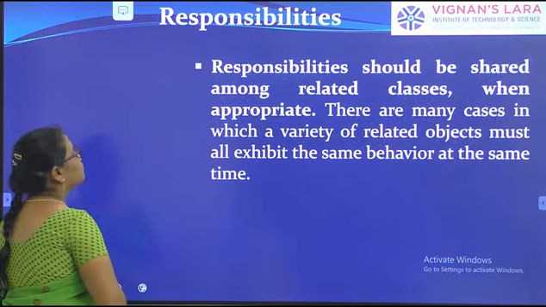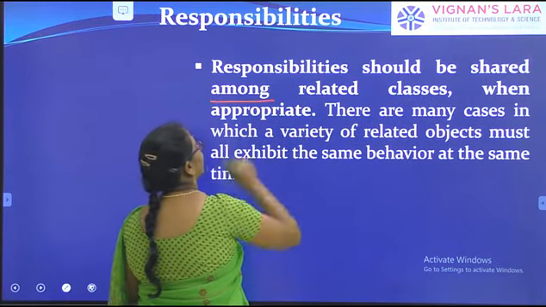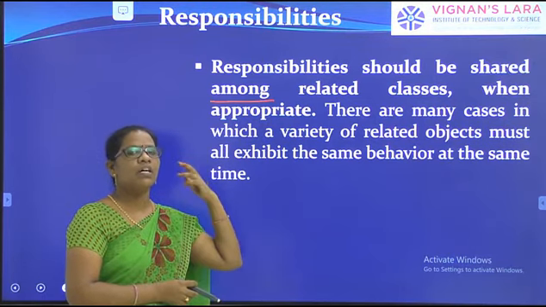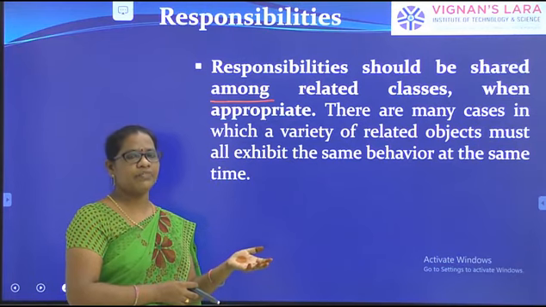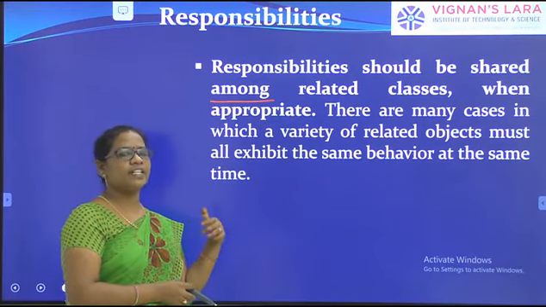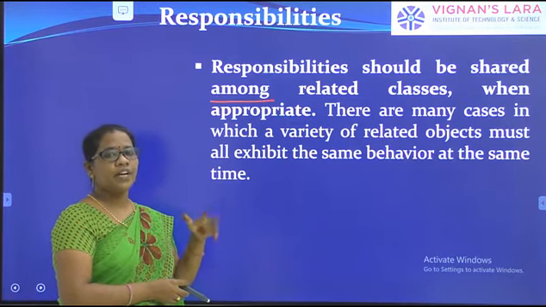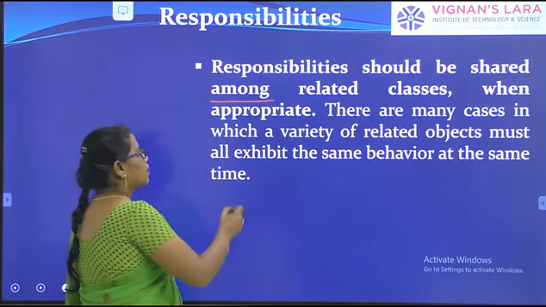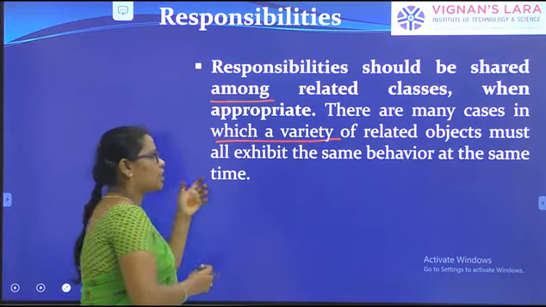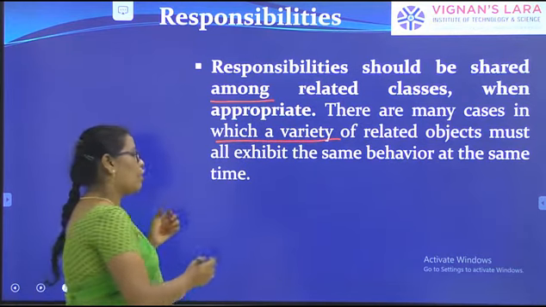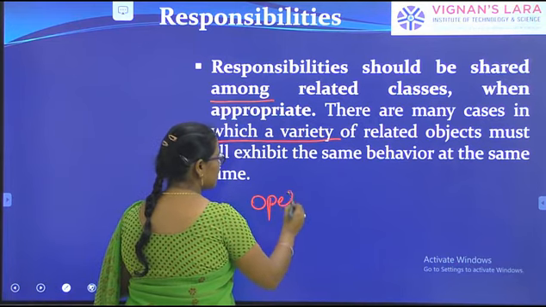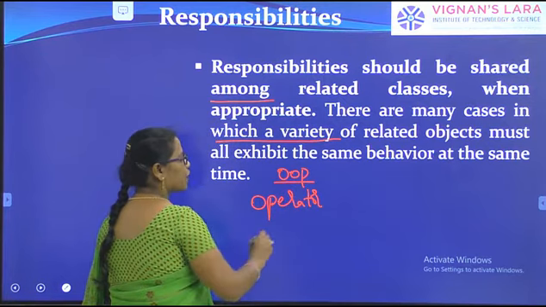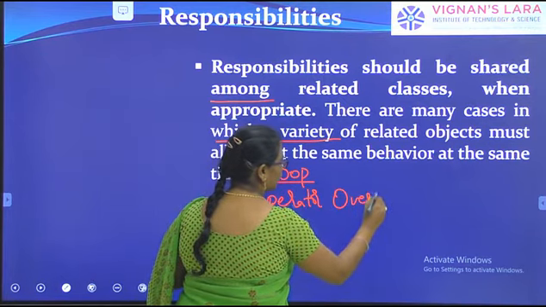And next, the fifth point is responsibility should be shared among related classes when appropriate. In the hierarchy, whatever class A has can be shared with class B or class D, whatever it is. When it can be applied, at that time you can share the variables of one class with another class. There are many cases in which a variety of related objects must all exhibit the same behavior at the same time. That is operator overloading. This is a concept available in object-oriented programming. Operator overloading.